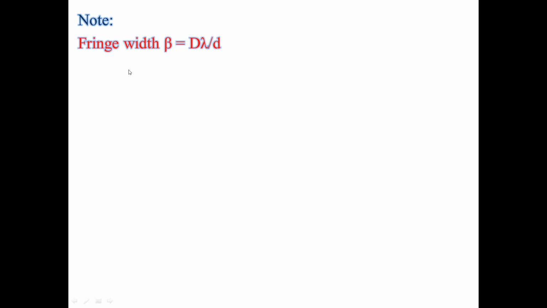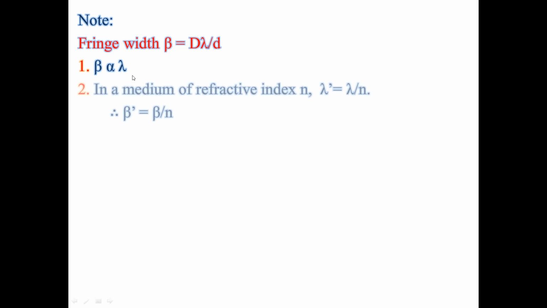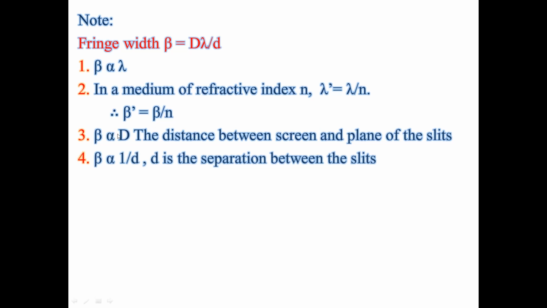Now let us note the important points. Fringe width beta is equal to D lambda by small d. So fringe width is directly proportional to the wavelength of light. But in a medium of refractive index n, wavelength is inversely proportional to refractive index. So the fringe width is inversely proportional to refractive index. Fringe width is directly proportional to the distance between the screen and the plane of the slits and inversely proportional to the separation between the slits.